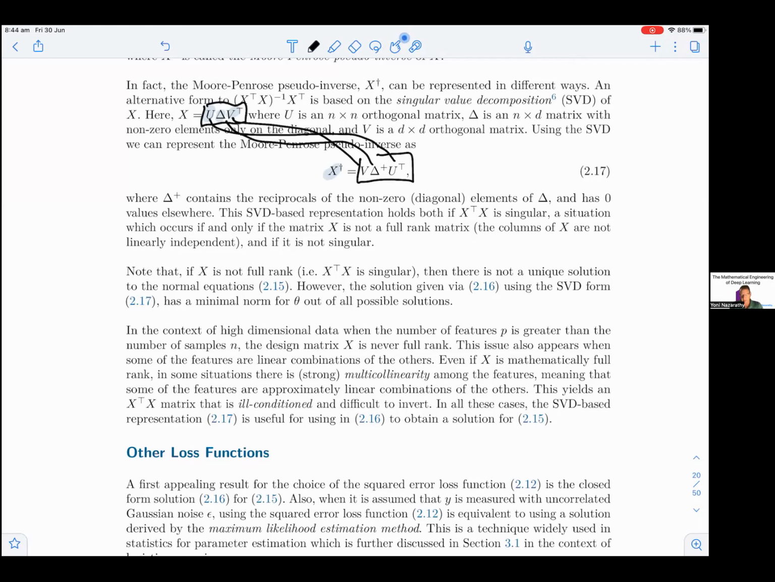This SVD-based representation holds both if X transpose X is singular, in which case you couldn't get this expression because for singular matrices the inverse didn't exist. A situation which occurs if and only if the matrix X is not a full rank matrix. So the case for X being singular is that the design matrix is not full rank. And it also holds if it's not singular, and you can actually check that in the non-singular, invertible case, these two expressions equal each other. But the point here is that there is a Moore-Penrose pseudo-inverse no matter what.